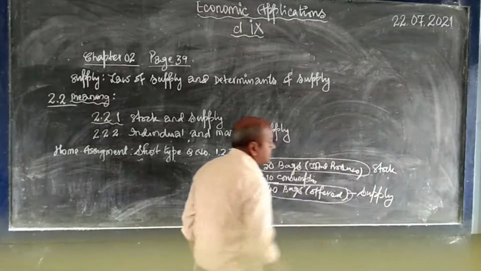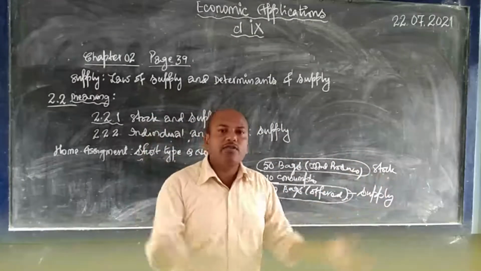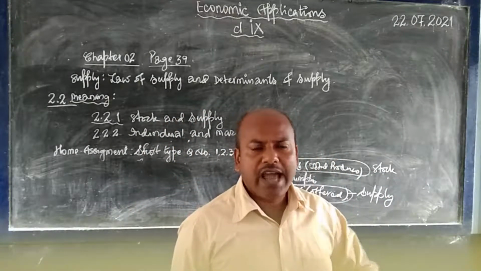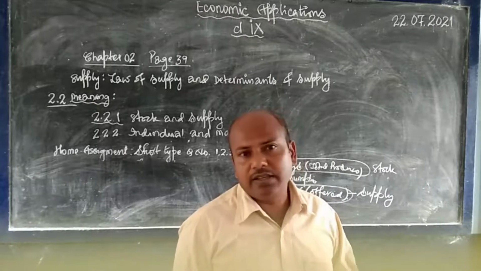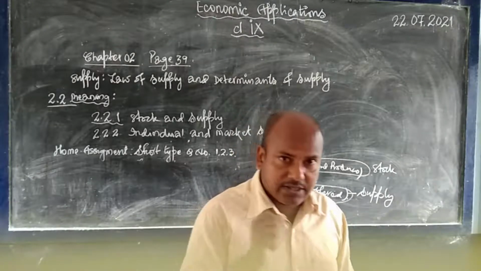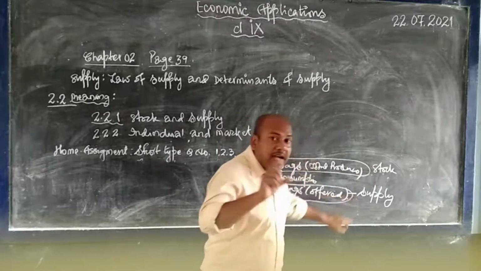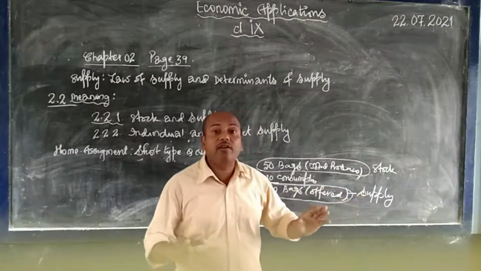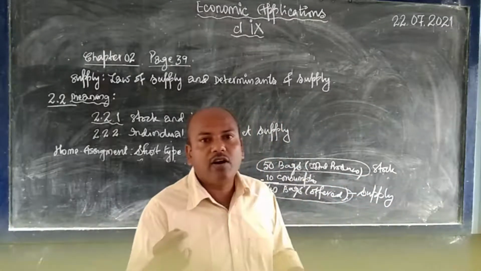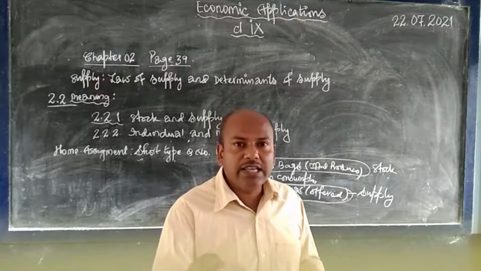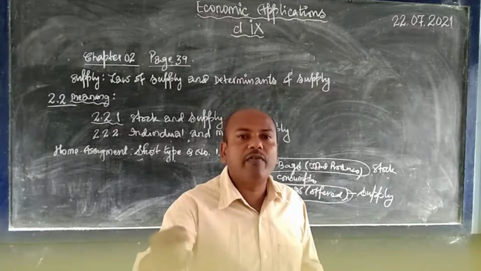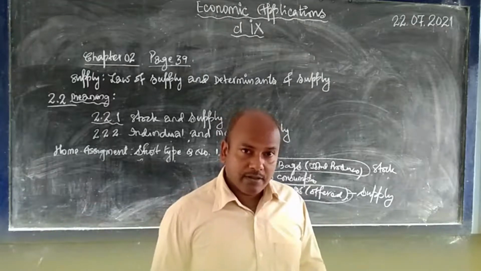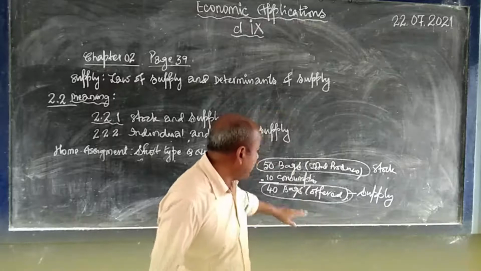So these are the main differences between stock and supply. The total amount of our commodity that the producer has with himself at a given period of time is the stock. But supply is that part of the total production, that part of the stock, which a producer is ready to offer for sale at a given point of time and price. That part is called supply.